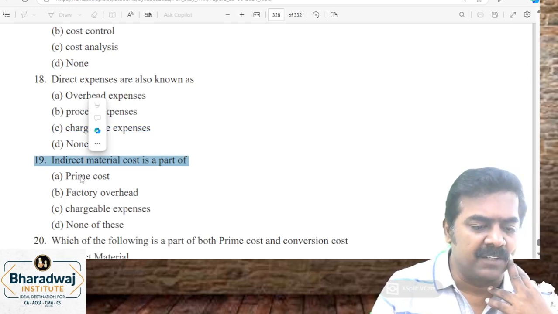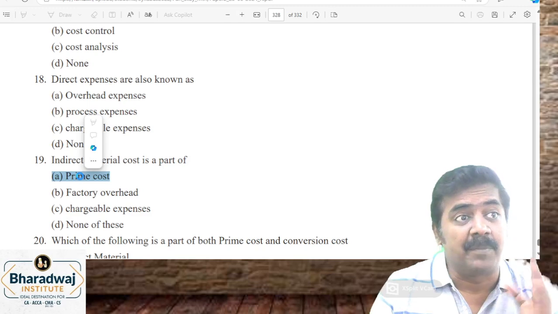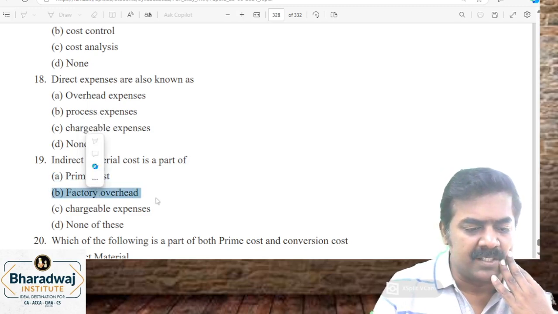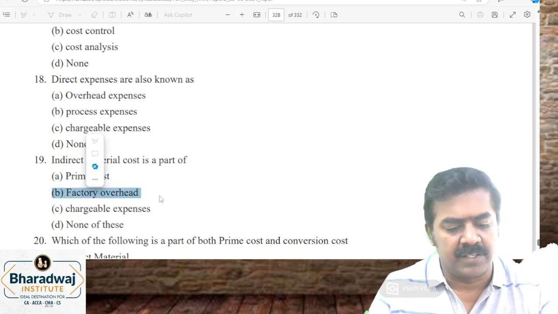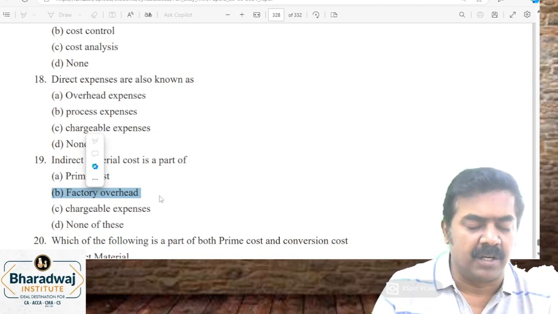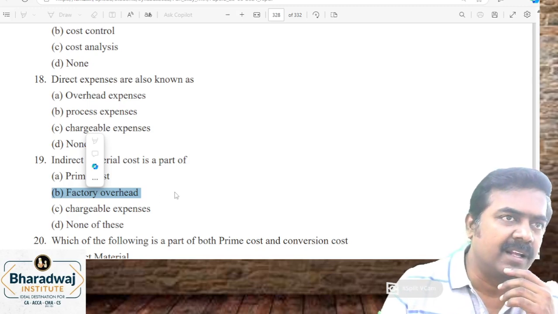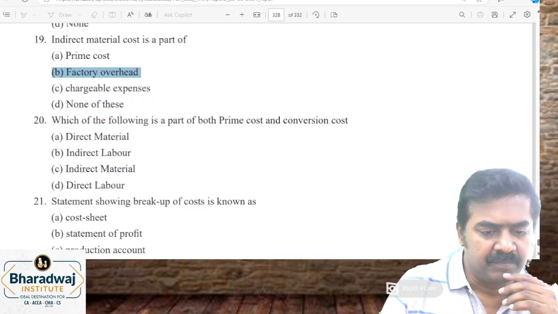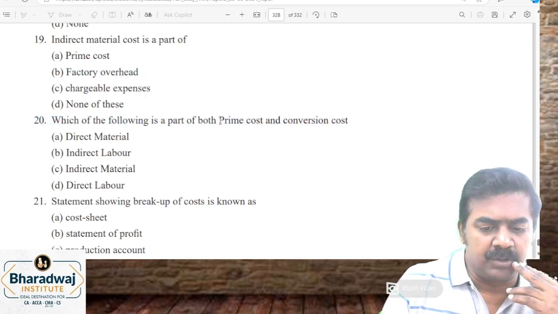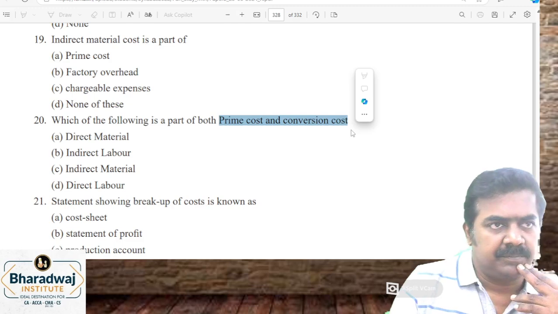Indirect material is part of prime cost? Only direct material will be included. Indirect materials are part of which one? Factory overheads. We see factory overheads when preparing a cost sheet. It includes indirect material, indirect labor and indirect expenses, which is part of both prime cost and conversion cost.